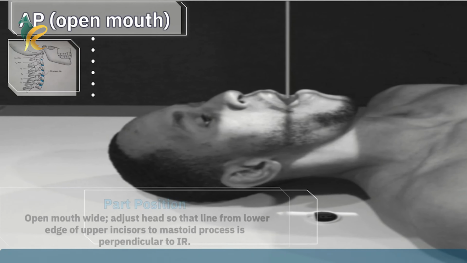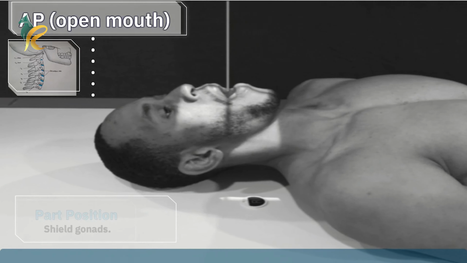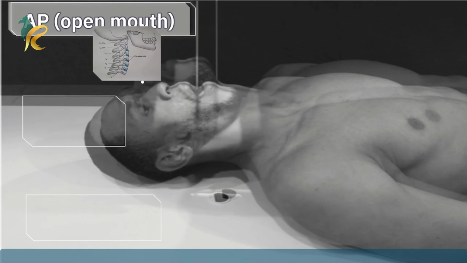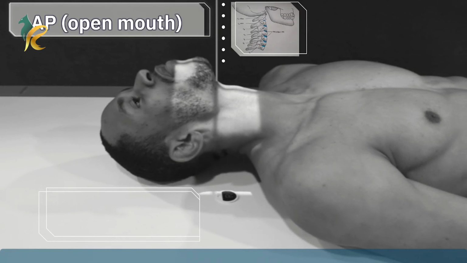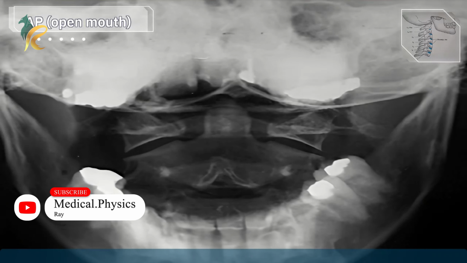Center the IR at the level of the axis. Open the mouth wide, obviously, because if the patient closes his mouth, his teeth and skull will be in front of the axis and atlas, and we're not going to take the image properly. Shield the gonads, and the patient should not pronounce or speak during the exposure.